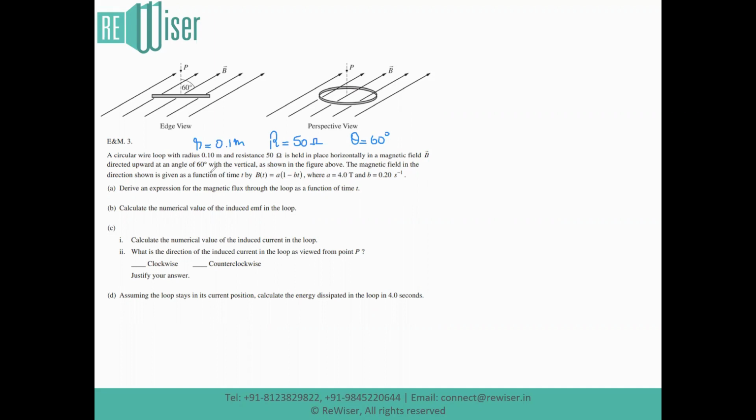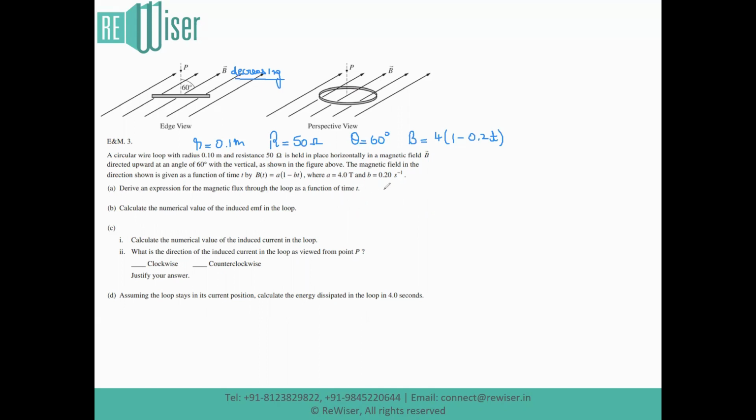The magnetic field in the direction shown is given by a function, B is equal to 4 into 1 minus 0.2 per second, 0.2 into T. From this equation, it is evident that the magnetic field strength is decreasing with increasing time in the direction that is given. So this B is not a constant value, it is decreasing. This is very important. Let's understand this and let's answer the questions.